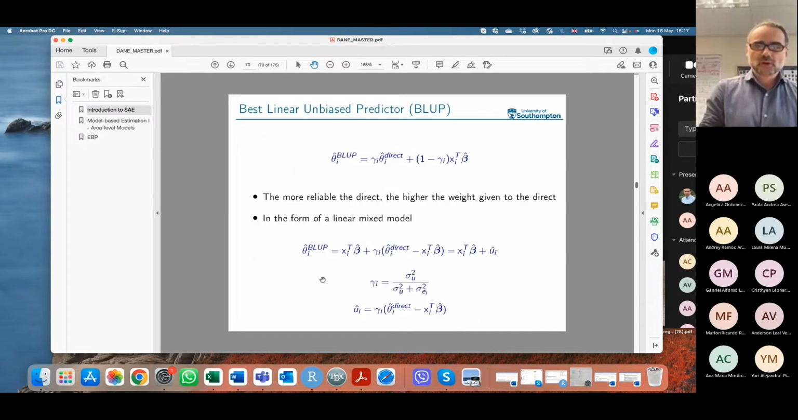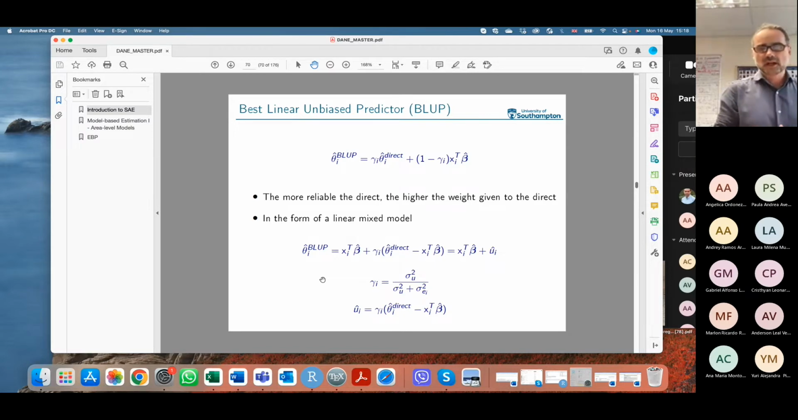Let's look again at how this BLUP looks. What you need to realize here is, obviously, if I have direct estimates that are very reliable, then I'm going to give higher weight to the direct estimates, because if I have good direct estimates, then I'm okay with that. The direct estimates have good properties. They are design unbiased, and so if they also have low variance, then I'm happy with these estimates. What do we mean by reliability here? One way to define that is if you have direct estimates that have low sampling variance, then obviously you should be giving a higher weight to the direct.